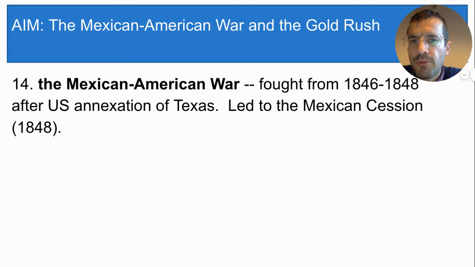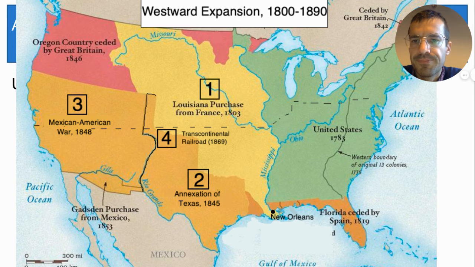It was fought from 1846 to 1848, right after the annexation of Texas. The war lasted for 2 years, and the Americans won. As part of the surrender, Mexico had to give up a huge chunk of its land, which is called the Mexican Cession. Take a look at this map again. Here's Texas, which was annexed in 1845. And here is the Mexican Cession, all this orange land west of the Rio Grande River. This land the US got in 1848 when the Mexican-American War ended.